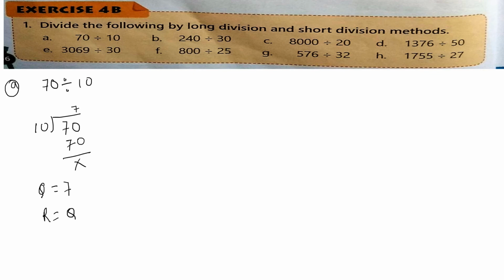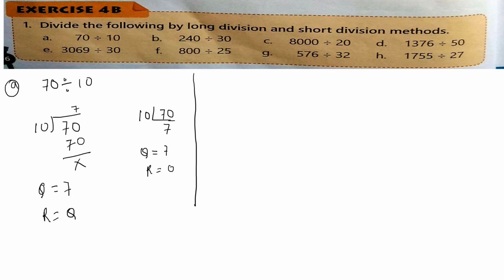Now short division. Same question, short division. So here 70 and here 10. So 10 7s are 70. So your Q is equal to 7 and your R is equal to 0. Got it? This is long division and this is short division.